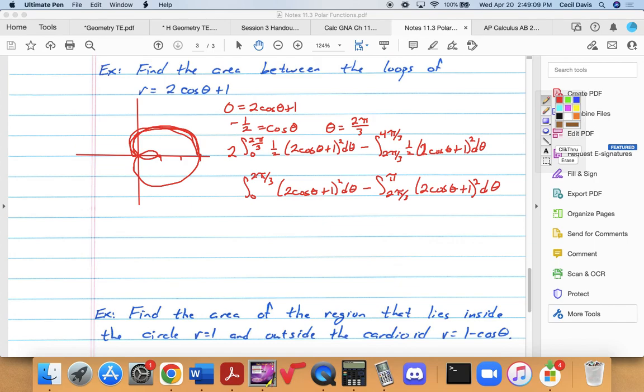Why is the integral for the second one from 2 pi? So from 2 pi over 3 to pi would be this part right here. That's half the inner loop. So from 0, right here, to 2 pi over 3 is that part. From 2 pi over 3 to pi is this part. Okay? Everybody good with that? Okay.